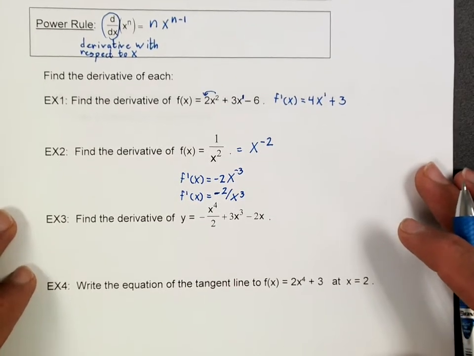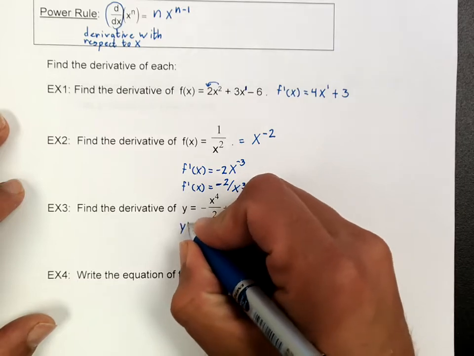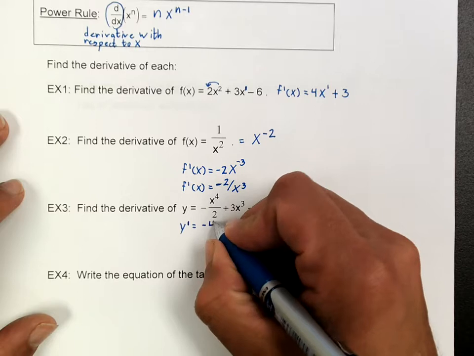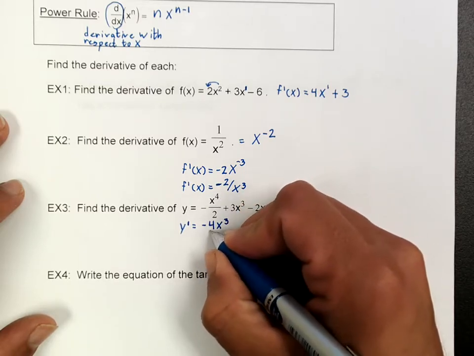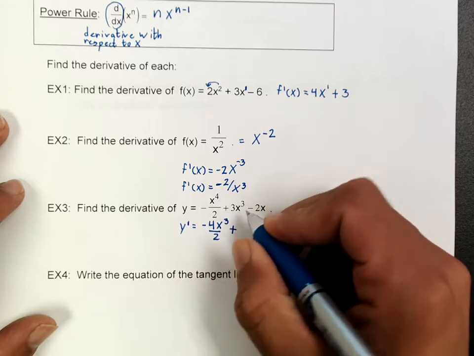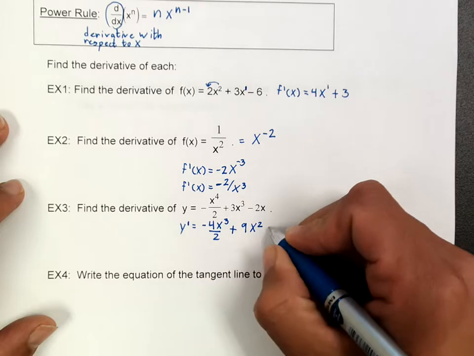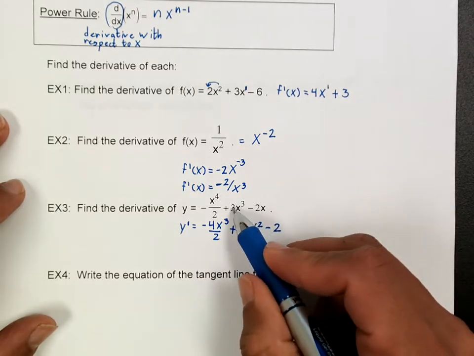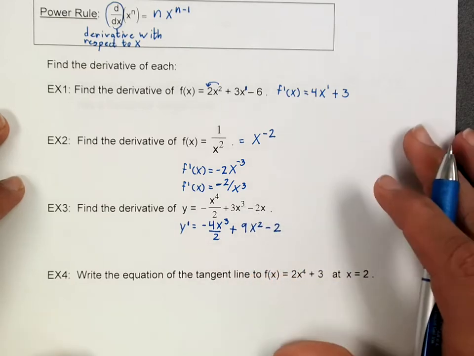On number 3, same thing. We're going to try to find the derivative of this. So we say that y prime is equal to, again, we bring that 4 in front, so we have 4x. We subtract 1 from this power, so we have 4x cubed over 2, plus, again, 3 times 3 is 9, x squared, minus 2. So one more time, 3 times 3 is 9, subtract 1 from the power, and the derivative of negative 2x is just 2.